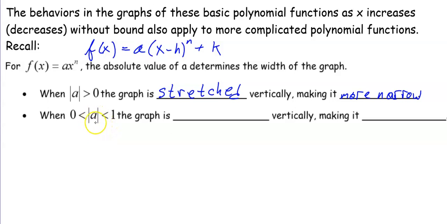Well, if the absolute value of a is between 0 and 1, so I'm giving you some kind of fraction or decimal that's smaller than a whole number, this is going to be a shrink. So the graph is shrunk vertically. We either stretch them or we shrink them. If it's a fraction, it gets shrunk, and if it's a whole number, we're going to stretch it out. So if we shrink it, we are going to make it wider. And again, that is compared to my parent function.